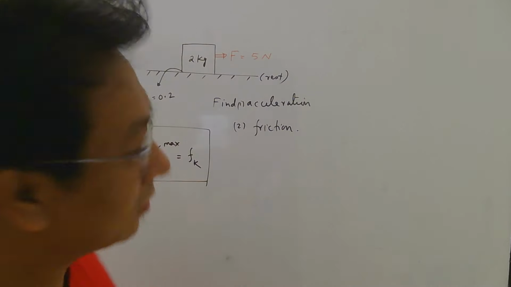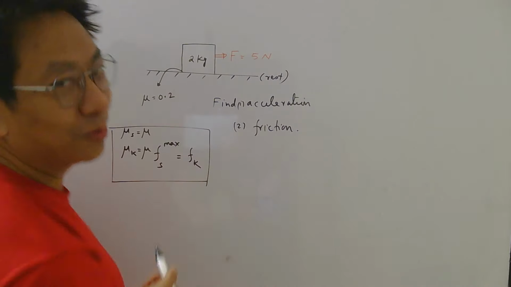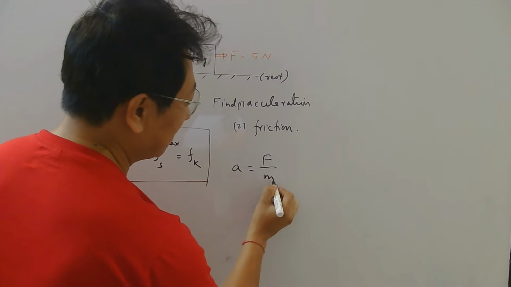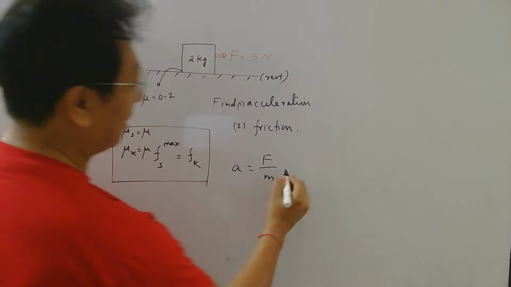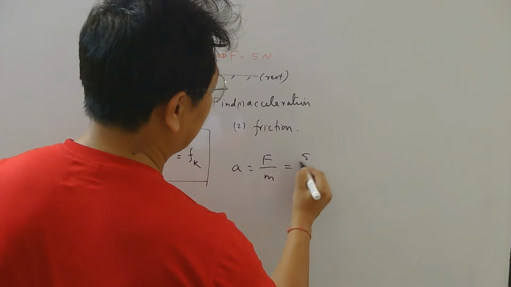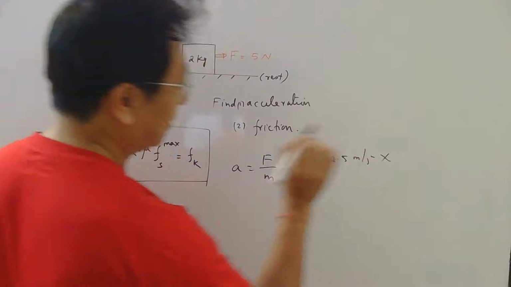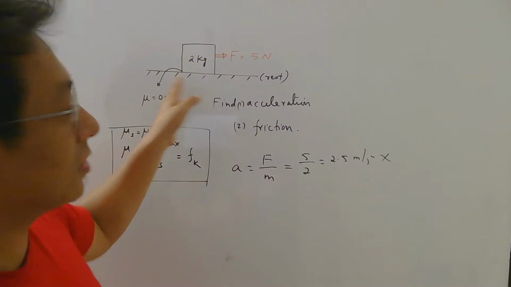Now some students may think, sir, so easy question, force is 5 Newton, mass is 2 kg. So acceleration from Newton's law is force by mass, isn't it? F equal to ma. So a equals F by m. Force is 5, mass is 2, answer is 2.5. Simple, sir. Finished. This is wrong, as I mentioned here. Why? Because there is friction also acting, right?